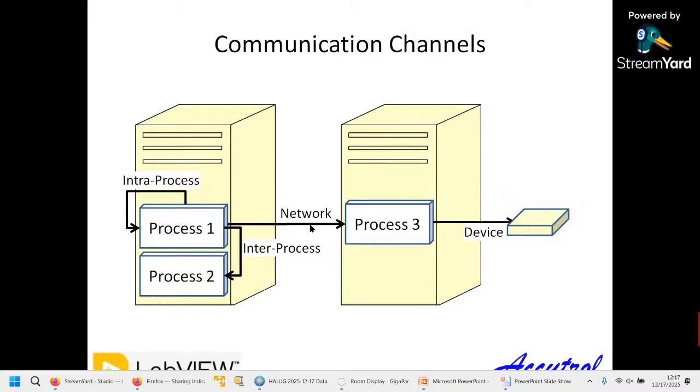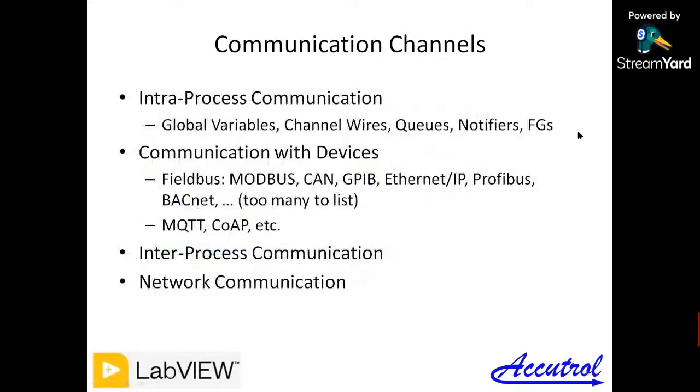Okay, so that describes the channels. The intra-process ones are things in LabVIEW like global variables, channel wires, queues, notifiers, functional globals. Does anybody need us to pause on that one? I know that there are more. You can use wires to communicate, but I'm just hitting that at a very top level to let you know the kinds of things that we're talking about for intra-process.